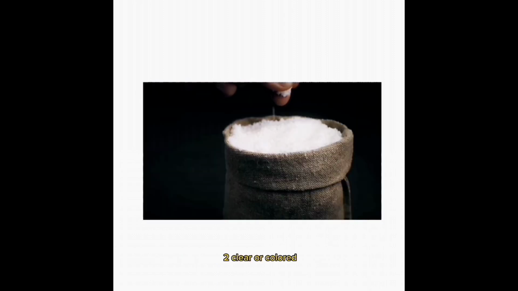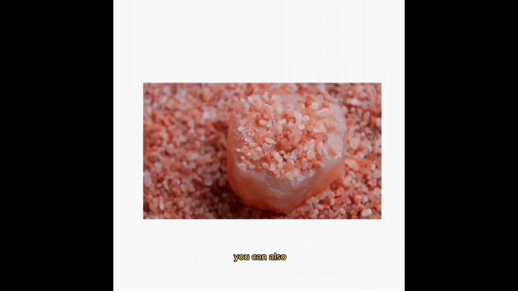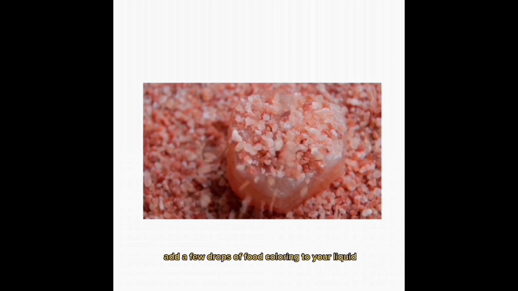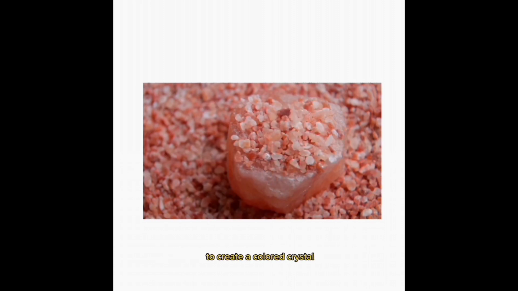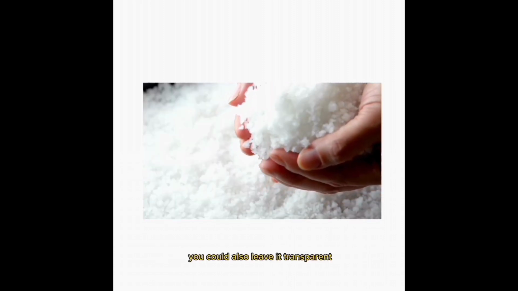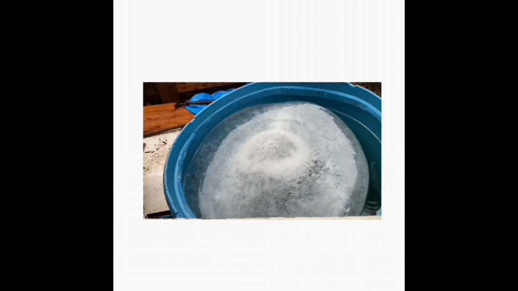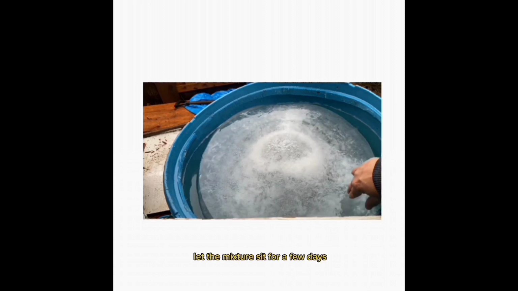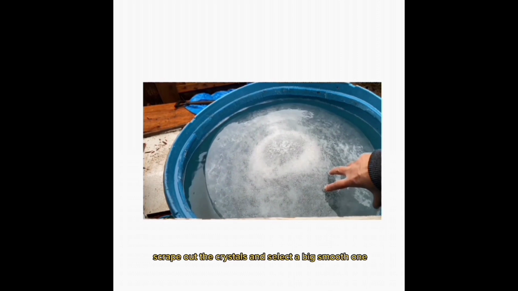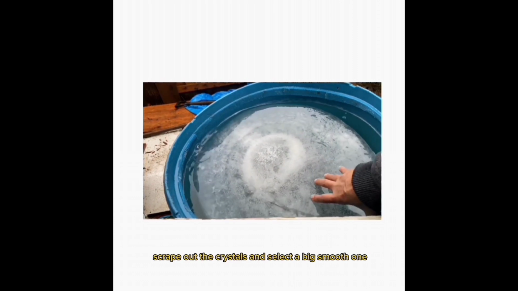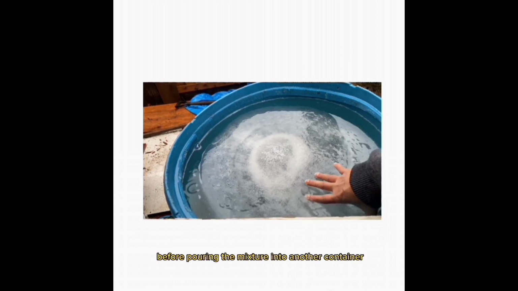2. Clear or colored. You can also add a few drops of food coloring to your liquid to create a colored crystal. You could also leave it transparent to create a white crystal. 3. Locate your crystal. Once crystals start to form at the bottom of the container, let the mixture sit for a few days. Scrape out the crystals and select a big, smooth one before pouring the mixture into another container.